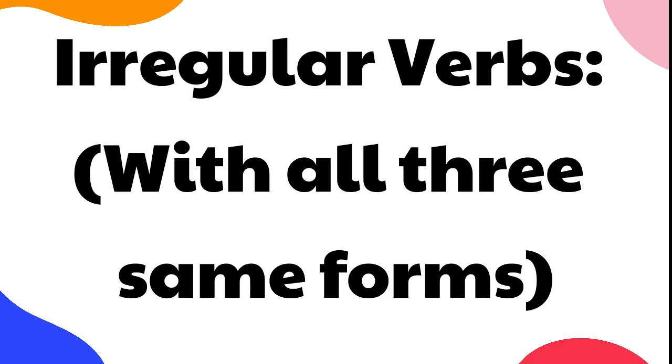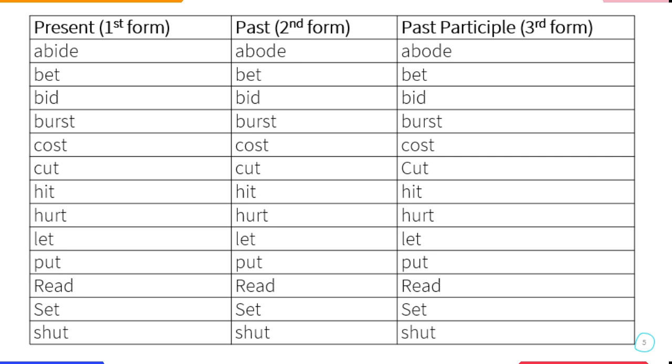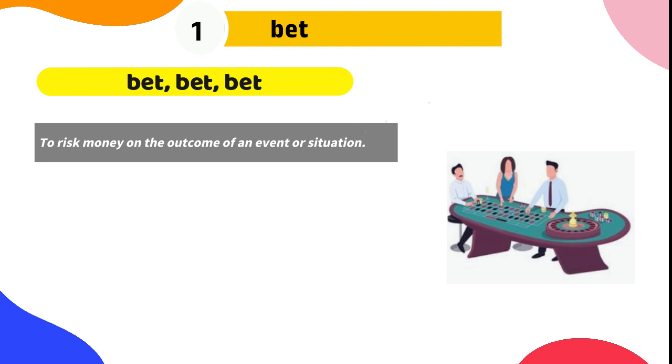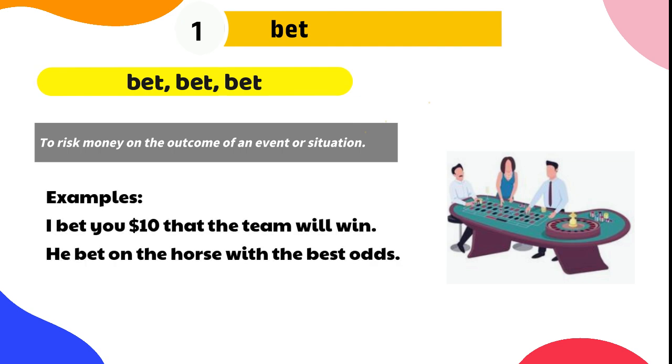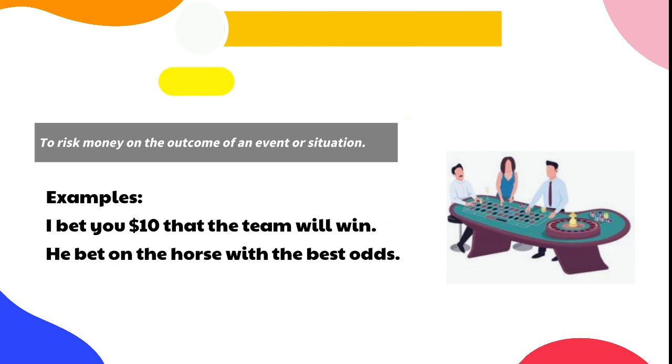Now, let's first discuss those which all have the same forms. Bet, bet, bet. Meaning, to risk money on the outcome of an event or situation. Examples. I bet you $10 that the team will win. He bet on the horse with the best odds.